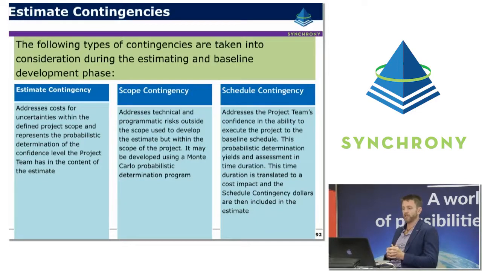Then of course there's schedule contingency, and this basically addresses the project team's confidence in the ability to execute the program to the baseline schedule. It can be a probabilistic determination, and it basically results in an assessment of the time duration, and this time duration can be translated into a cost impact by considering a number of factors, the indirect costs and some of those sorts of things, and whether the uncertainty is actually affecting the critical path of the project, or whether it might be just impacting particular project teams or particular costs.